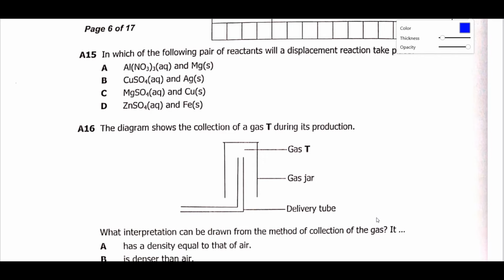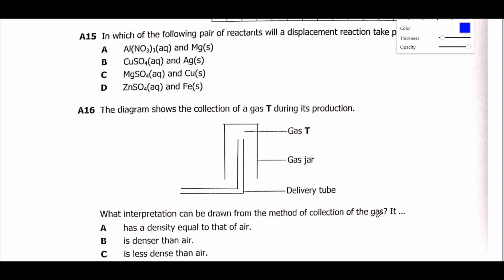We can go to question number 15. In which of the following pair of reactants will a displacement reaction take place? For a displacement reaction to occur, there should be a more reactive element than the other. So the first one is our answer.